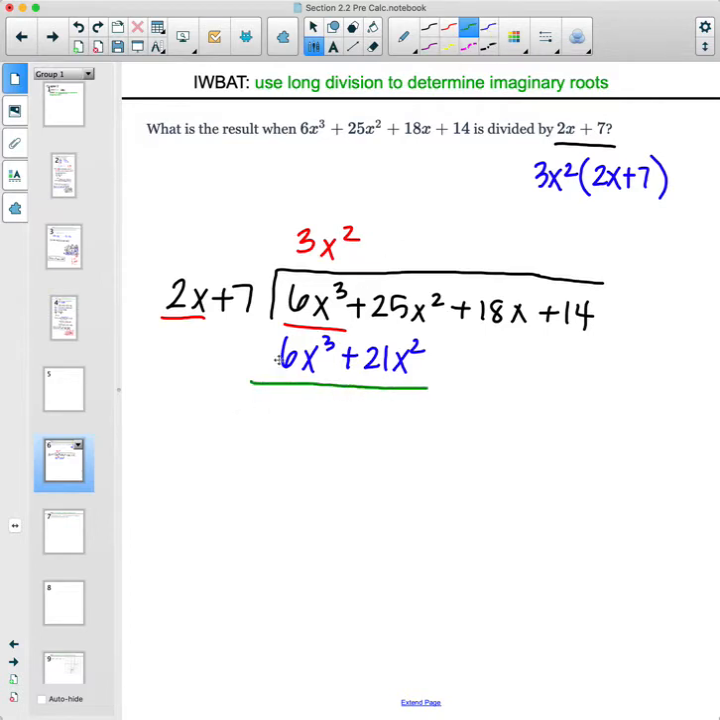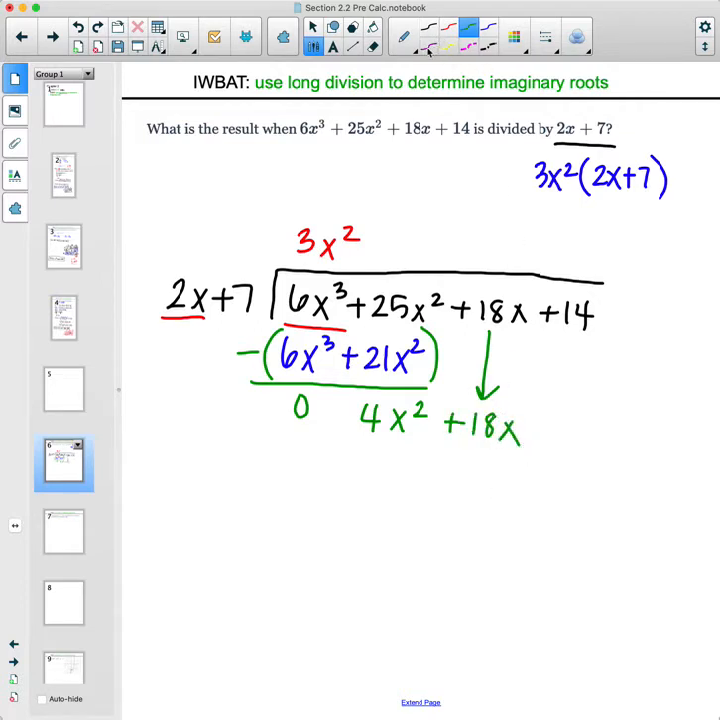Then this is critical. You're going to subtract here. So be very careful that you actually subtract. So 6x cubed minus 6x cubed is 0. This should be 0 every time. If it's not, you did something wrong. Then 25x squared minus 21x squared is 4x squared. And then you carry down your next term.